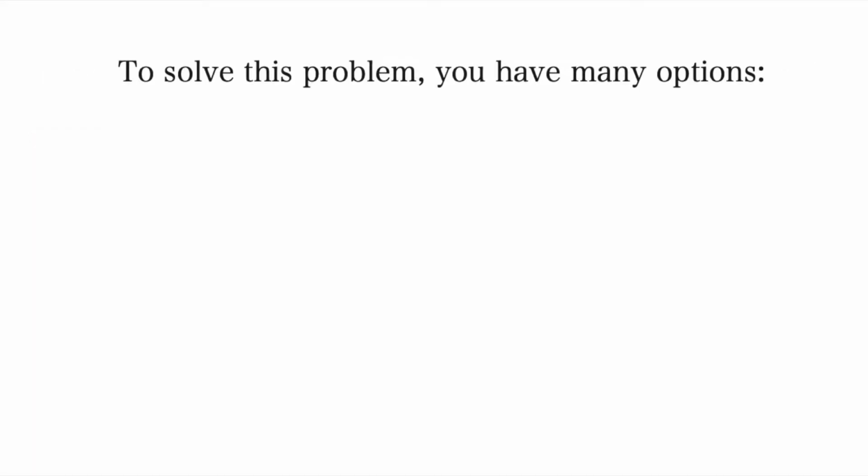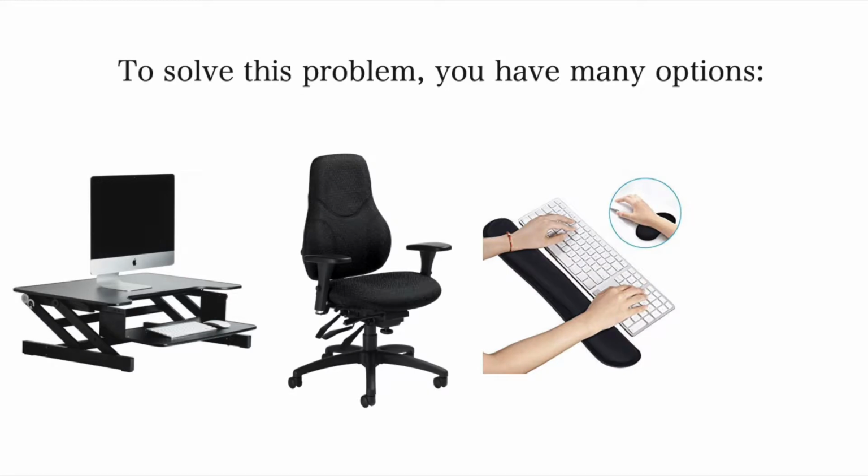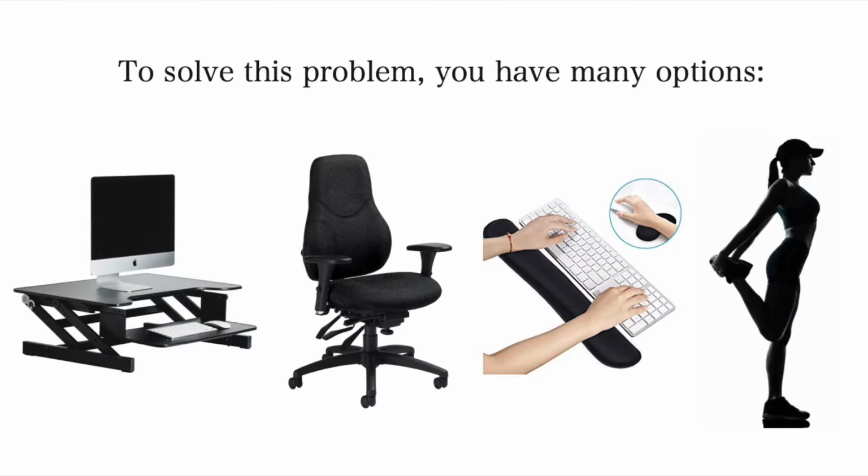Let's go through your consumer experience cycle. The first thing you will do is think of ways to solve your problem. To solve this need, you have many options. What about an adjustable desk? An ergonomic chair with a backrest, adjustable armrest, and wheels. You could also invest in resting accessories such as a handrest, a headrest, and a footrest. Or maybe the problem can be solved with some stretching exercises.